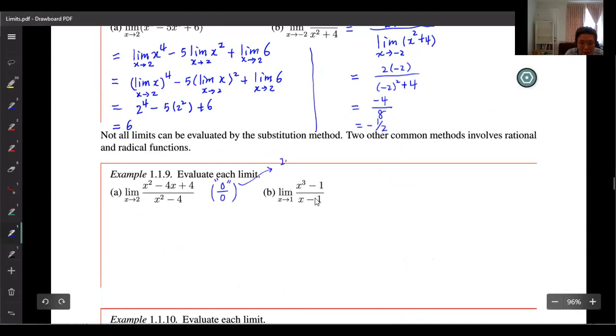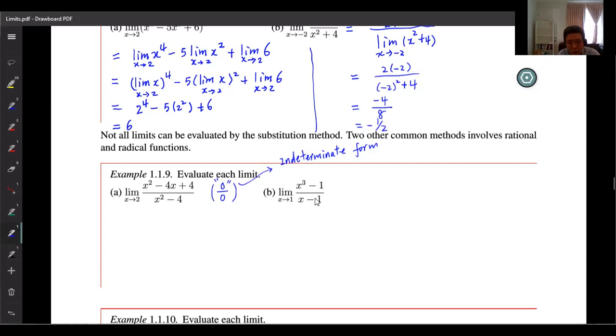Usually this is called the indeterminate form. What does it mean? It means that if you take the limit, the numerator and denominator both equal 0. That's called indeterminate form. For indeterminate form, don't say the limit does not exist or is undefined. No, we never say this.